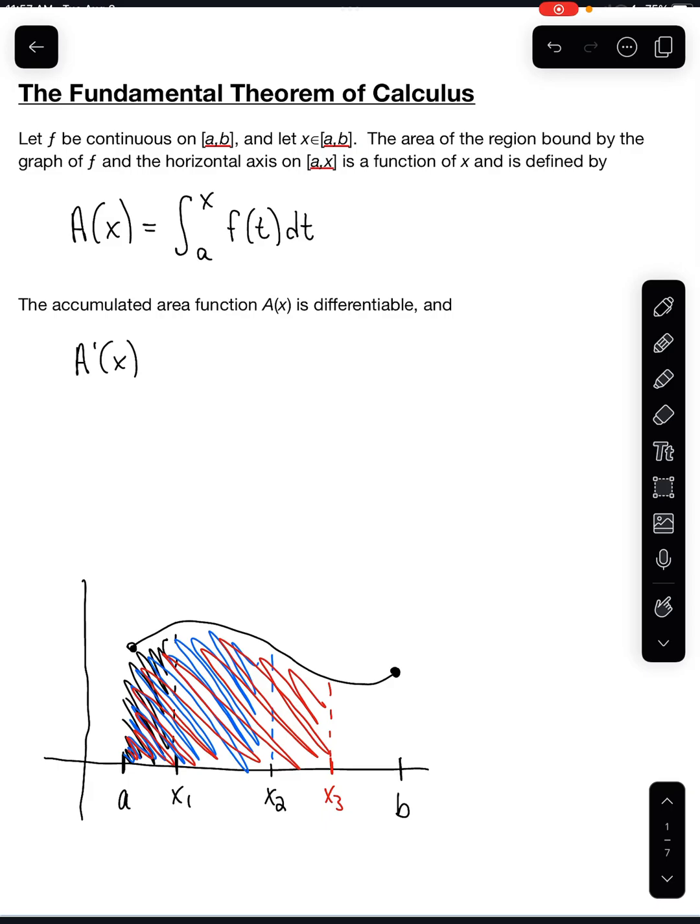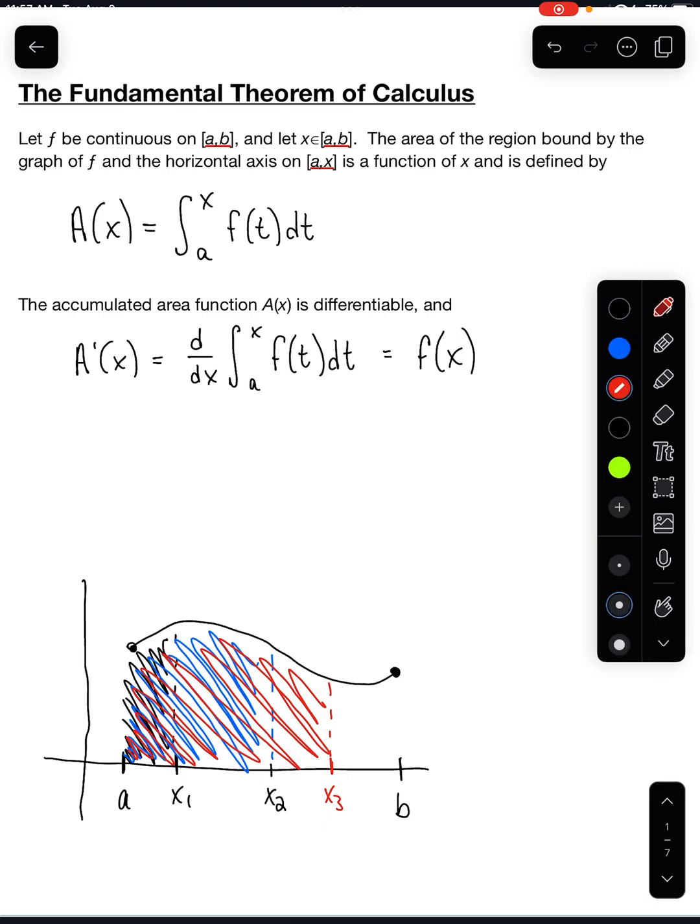And here's the interesting part. The derivative with respect to x of the integral from little a to x of f of t dt is actually equal to f of x. Well, what does that actually mean for us?